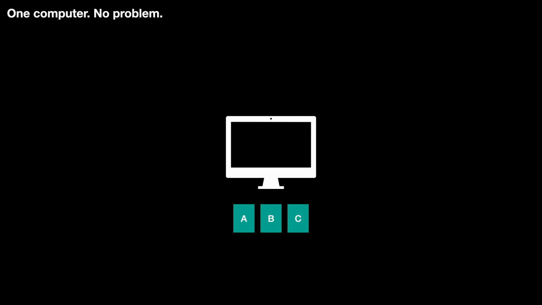So let's start by looking at how cloud services work. As an example, let's say you've got one computer, and before you had more than one device, you would just be happy having those files on your computer that you needed. So you have files A, B, and C here.